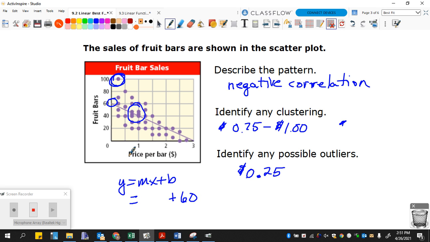And the slope, it's a negative slope. So it's down 1 and over 2. Okay, so it's a negative 1 and a run of 2. Remember, slope is rise over run. So the equation would be y equals negative 1/2 x plus 60. Okay, that would be a good equation for that line of best fit.